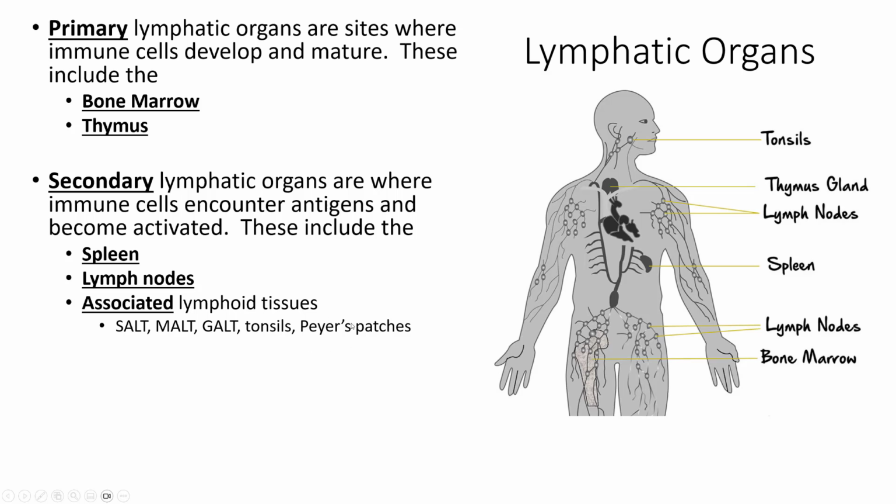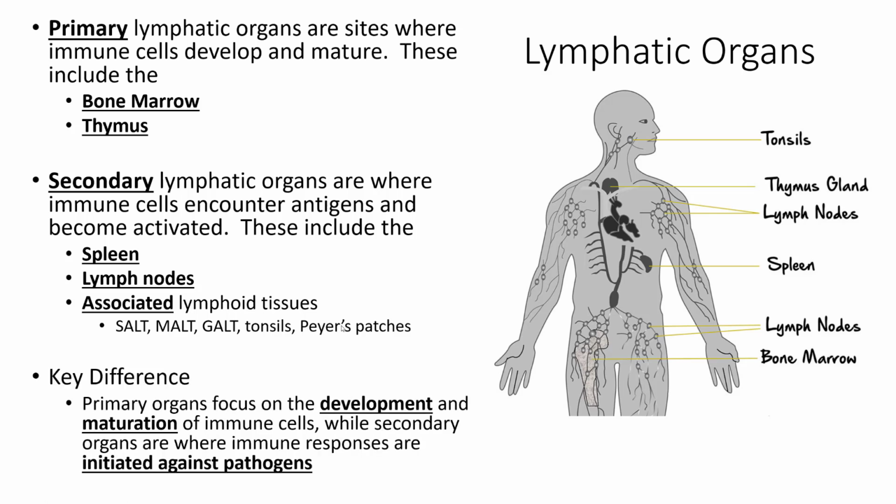Peyer's patches are found in the gut. Those are another more specific example. But those are all nuanced. We won't get into too much detail on those. But those are also important in their own little nuanced area.